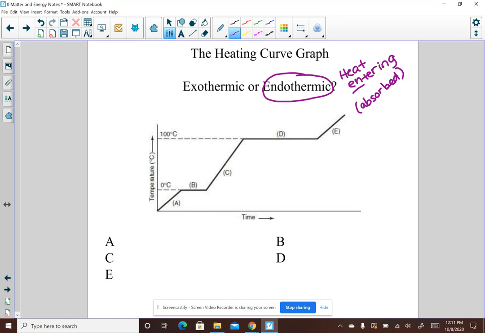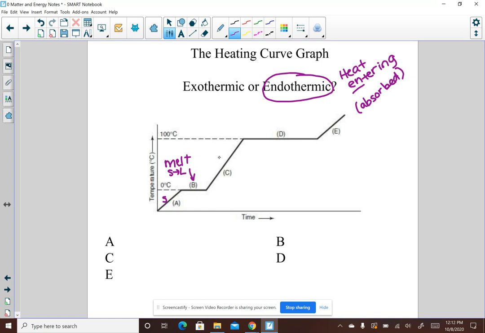Okay, so you want to think about what phases we have first. So during A, we're below 0 degrees Celsius. So my coldest phase is my solid phase. What happens to a solid? What happens to ice if I continue to add heat to it? B is where melting occurs. And melting is solid to liquid. So I have 2 phases present.